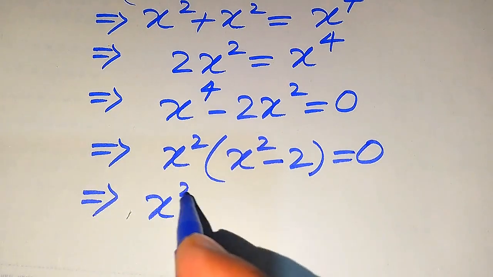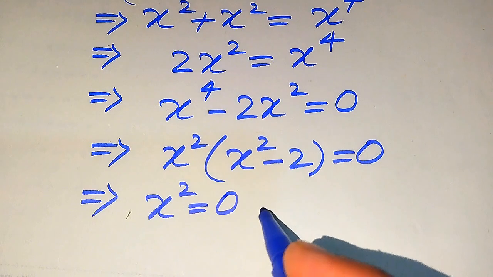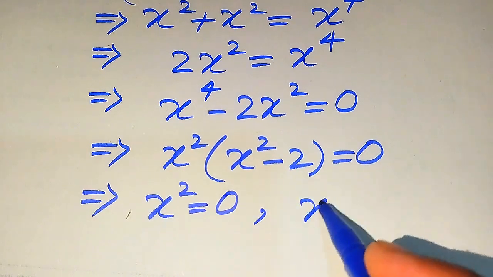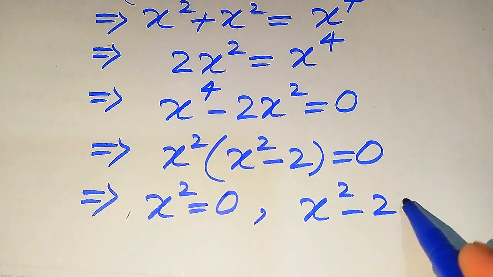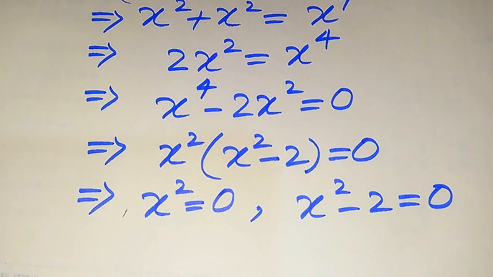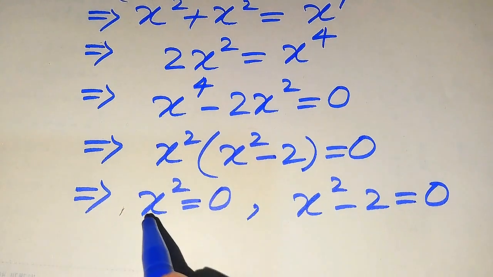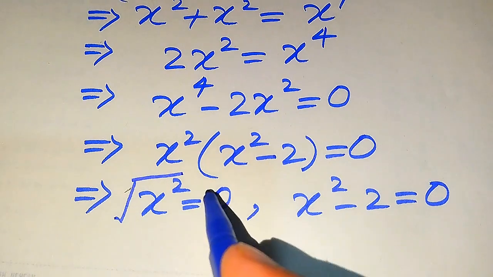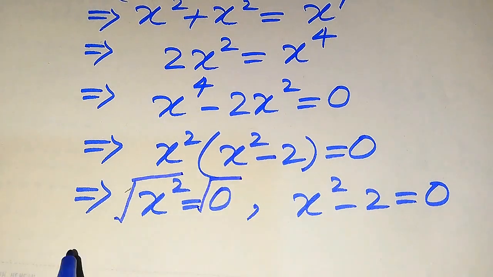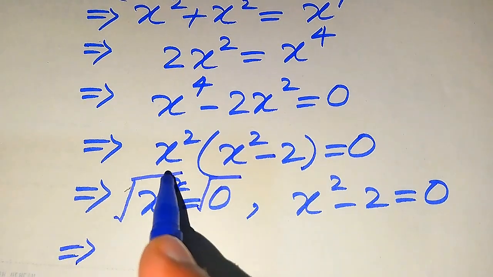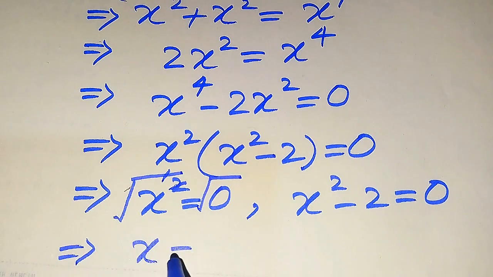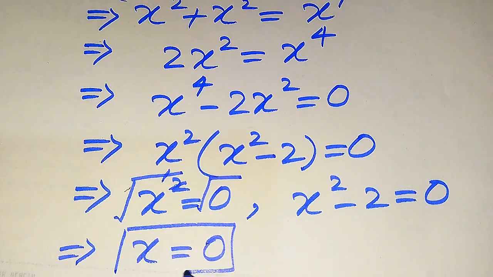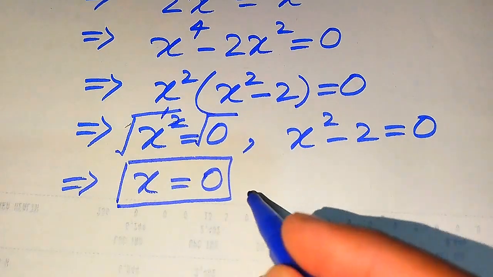The first case is we write x square is equal to 0, and the second case is we write x square minus 2 is equal to 0. From here, in order to find the values of x, we need to take the square root on both of the sides. When you take the square root, this 2 and this square root are gone, and we get x is equal to the square root of 0, which becomes 0. So this is the value of x which we get here from the first method.